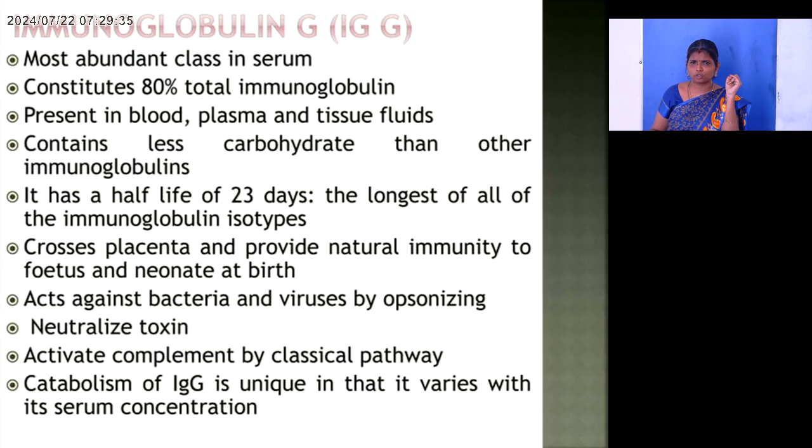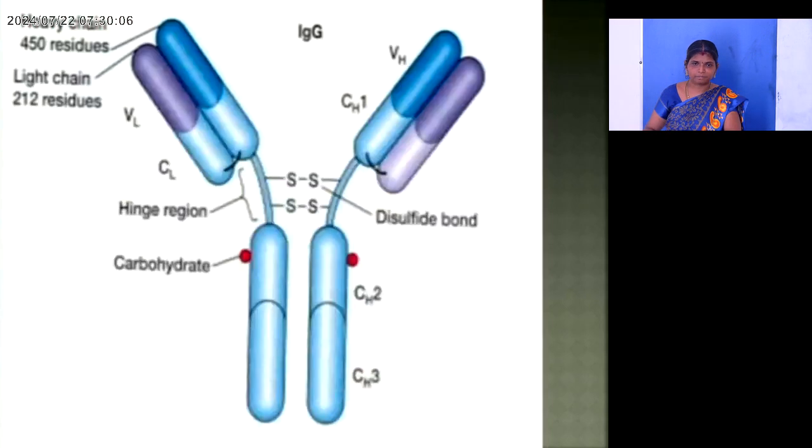IgG is the most abundant immunoglobulin in our body. It is the only antibody which is transferred from the mother to the baby while the baby is inside the womb. So the baby's blood has an abundant amount of IgG. So this is the structure of IgG.